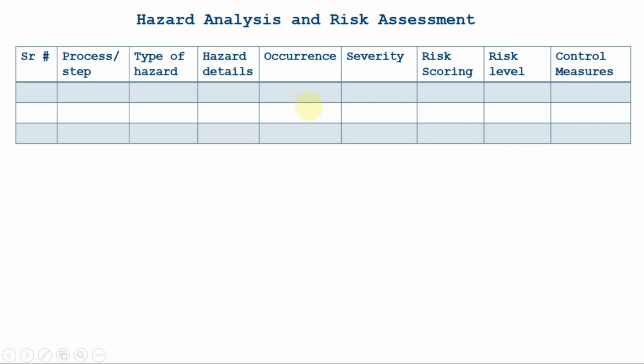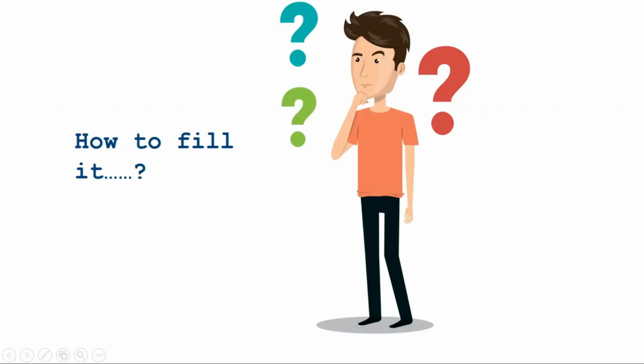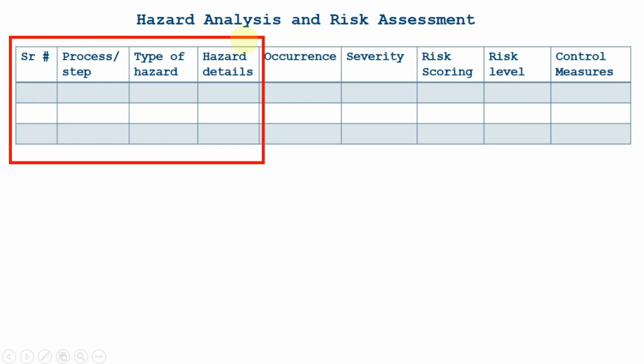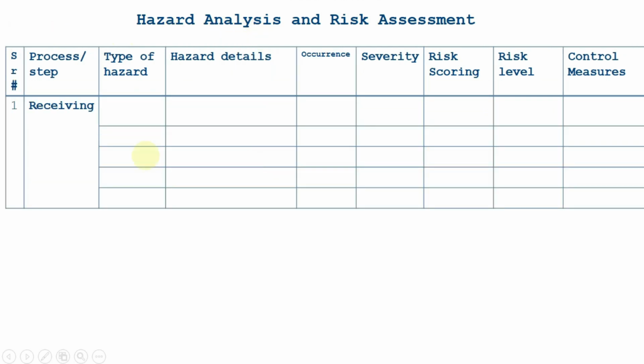You might be worried about how to fill it, so don't worry, I will also share how to fill it. In the first part I will discuss this highlighted area till hazard analysis, hazard details. To fill out this area you first need to mention step serial number 1 or step 1, then name the step. For every kind of product the first step is receiving, so I have mentioned the step receiving, and then I have mentioned type of hazard in front of that.